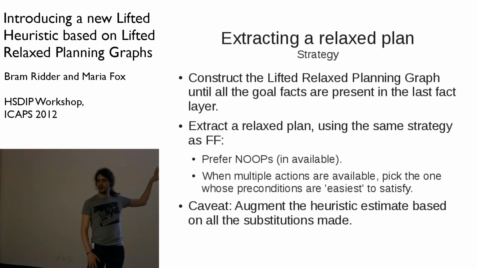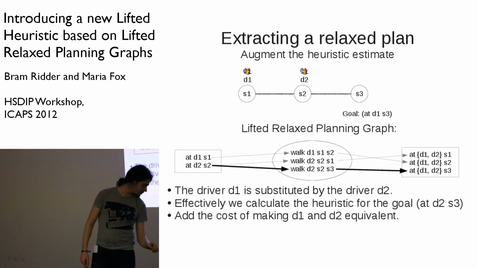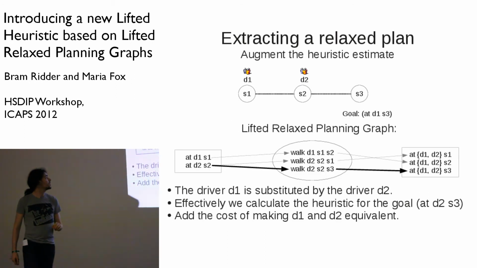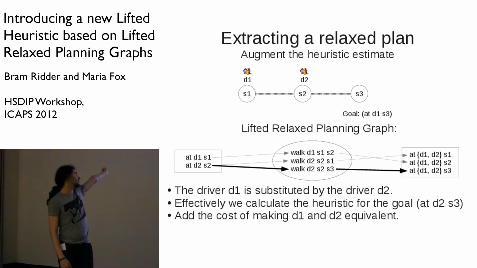So this will work, but will give you very poor heuristic guidance. That's because of the liftedness in it, and we'll see an example. Say we've got a very simple problem, like a graph with S1, S2, S3 connected and two drivers. The goal is to get the driver from the left edge of the graph to the right side of the graph.